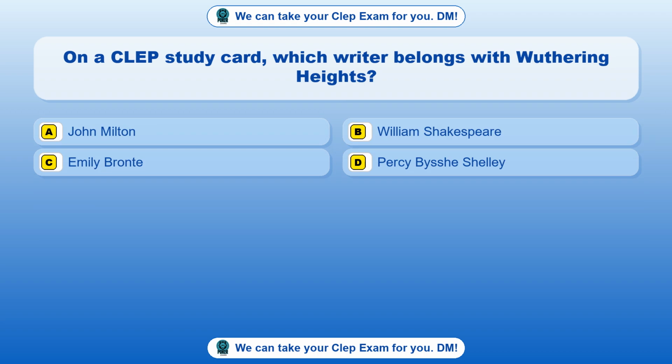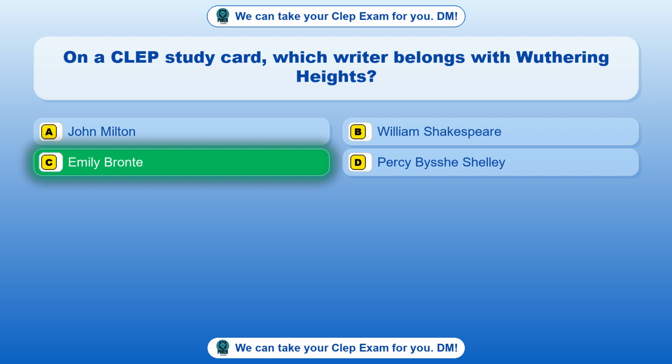Question 80. On a CLEP study card, which writer belongs with Wuthering Heights? Option A, John Milton. Option B, William Shakespeare. Option C, Emily Bronte. Option D, Percy Bysshe Shelley. The correct answer is option C, Emily Bronte.